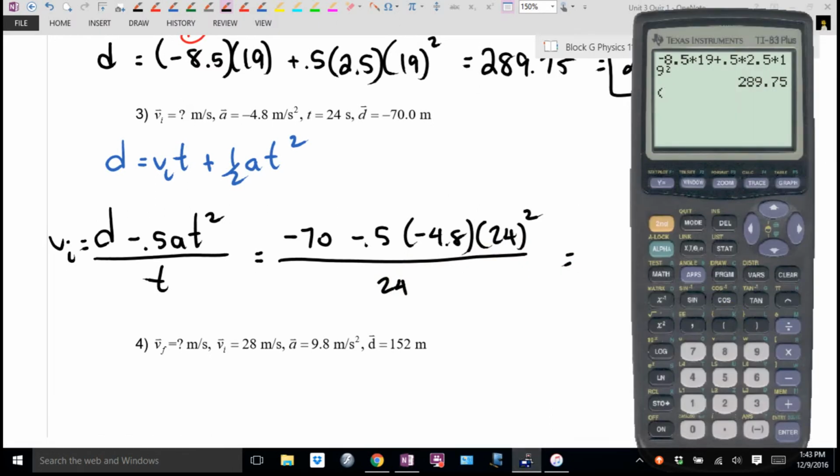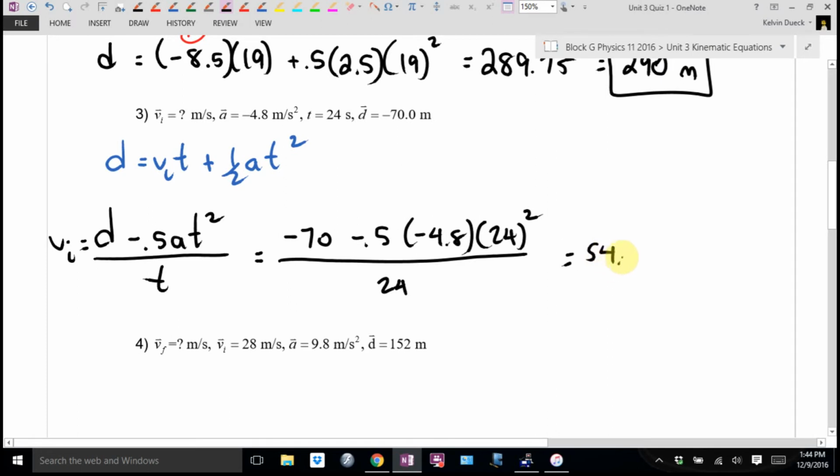Is a fraction, more than one thing on the top, definitely brackets around the top. Negative 70, take away 0.5 times negative 4.8 times 24 squared divided by 24. You get 54.683 repeating. I would take that. I would take 54.7. I'll write 54.683 repeating. How many sig figs should I go to here?